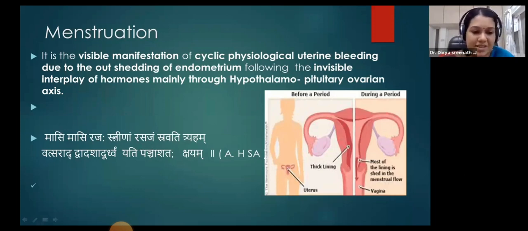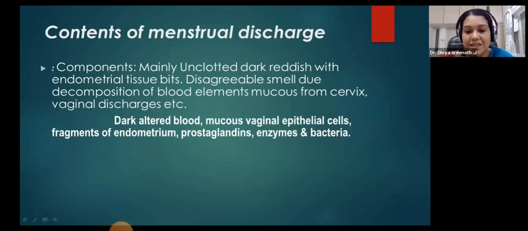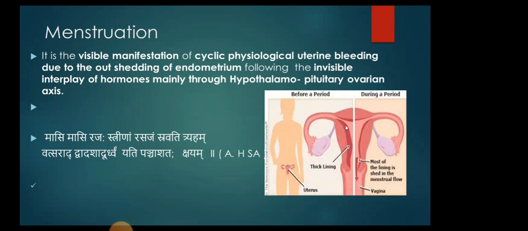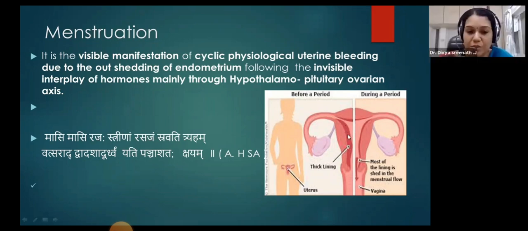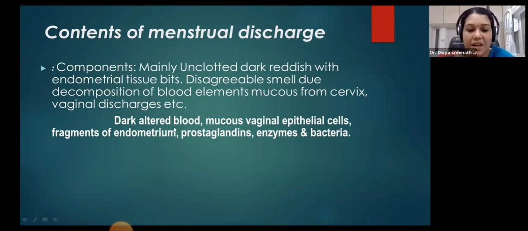Masi masi rajahstrinam rasamsravaditrayam, vatsarad yadi panchashatah. So the menstrual blood contains this. I had already mentioned there is this membrane part. This flows out during menstruation. There will be dark altered blood, mucus and vaginal epithelium, and fragments of endometrium. And due to the decomposition of blood components, there will be a smell change, or some smell difference.